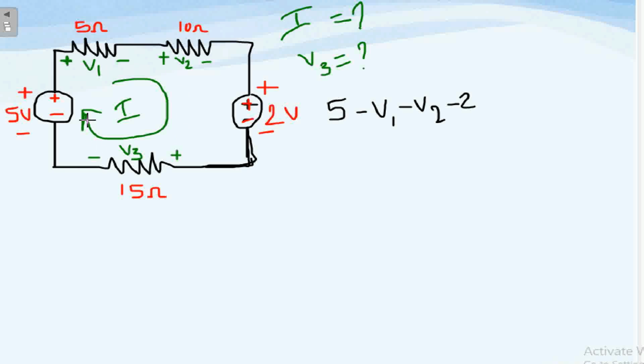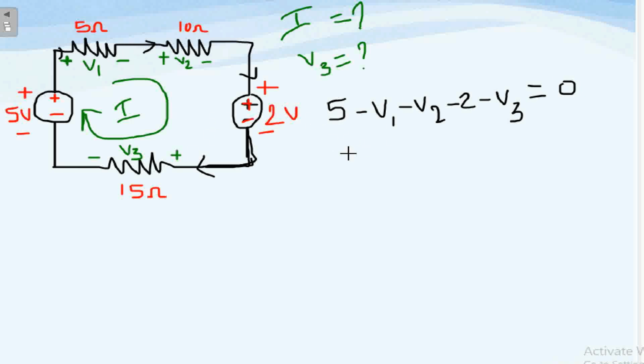How am I telling this? According to this clockwise direction, the arrow symbol for 5 volts is from negative to positive, and at this point it is moving from positive to negative, and at this point from positive to negative, and at the 15 ohms, positive to negative. So here also we have to consider minus V3. Minus V3 equal to, according to KVL, all the voltages within the loop must sum to 0.